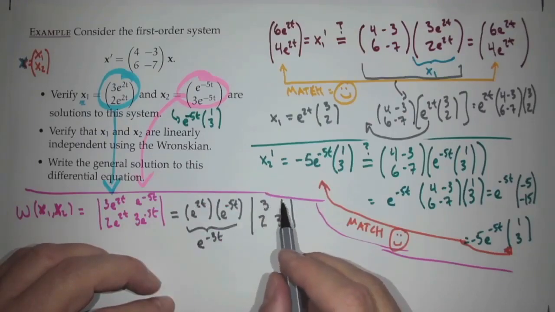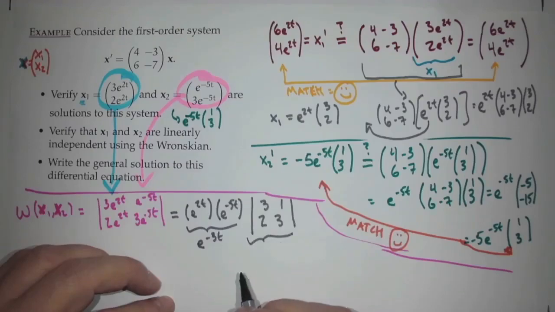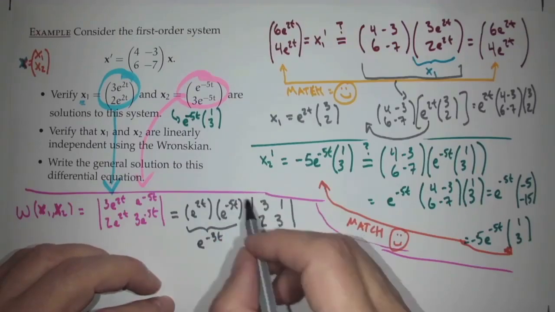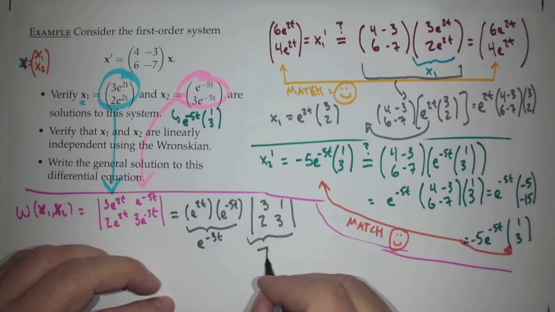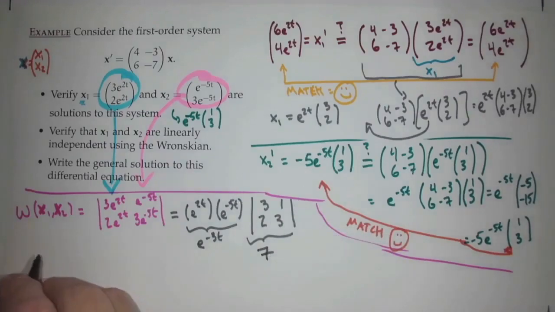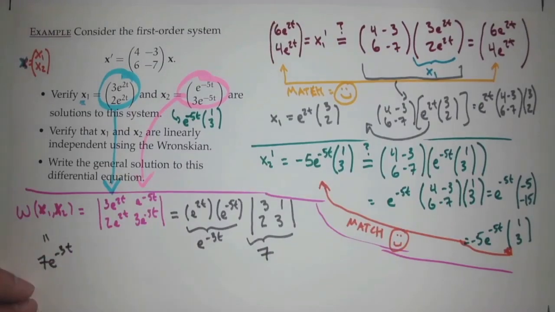The determinant of 3, 1, 2, 3. Can we do that? Yeah. Diagonals, 9 minus 2, 7. And therefore, our Wronskian is 7 e to the minus 3t.